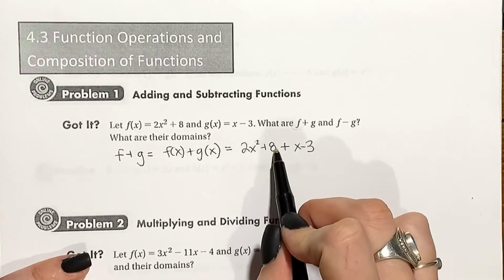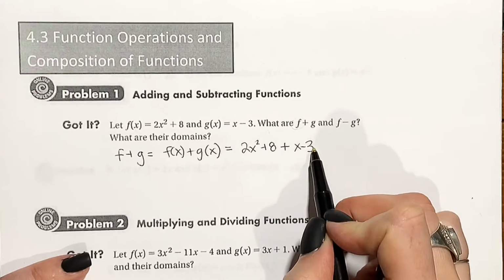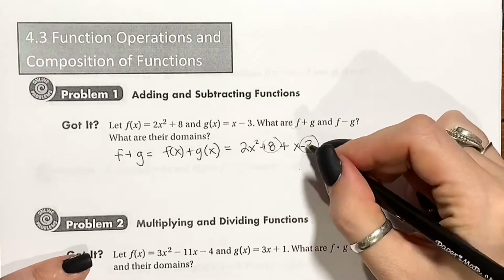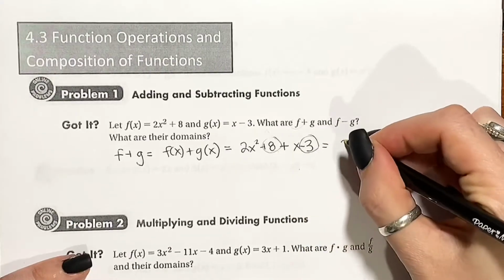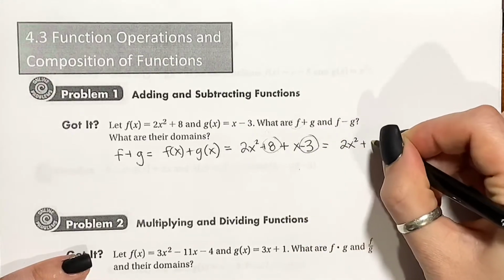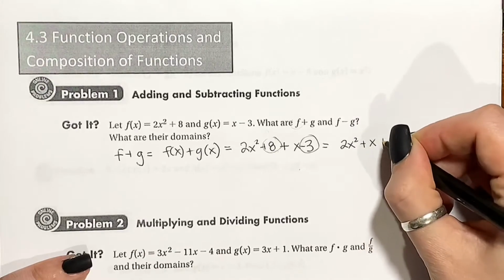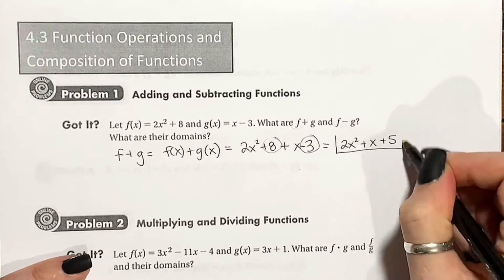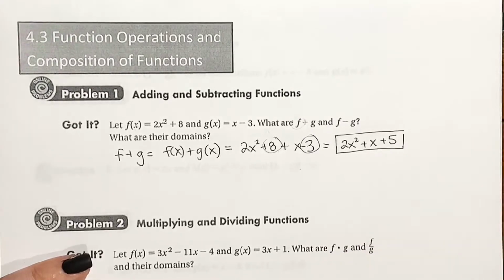We have a 2x squared, 8, an x, and a minus 3. So the only thing we can combine are the two number parts. So 8 minus 3 is 5, and we end up getting 2x squared plus x, and then plus 5 if we go in descending format. And that's your answer. So like I said before, it's really nothing new today. The only new part is just learning what this notation means.